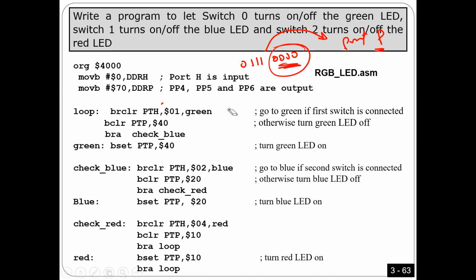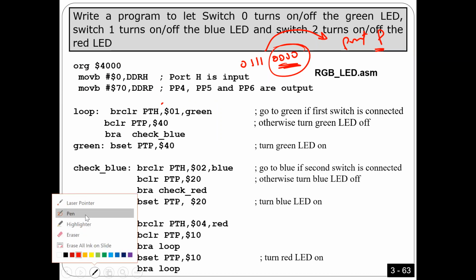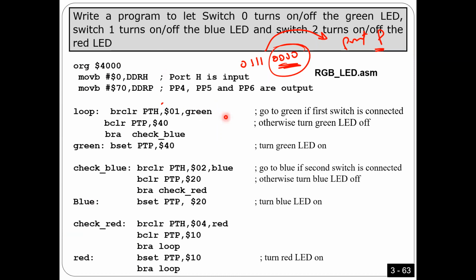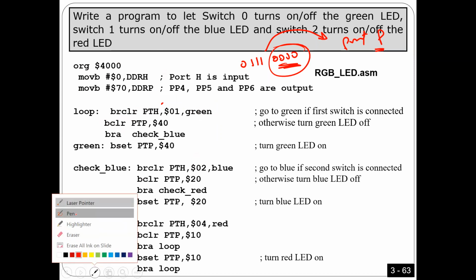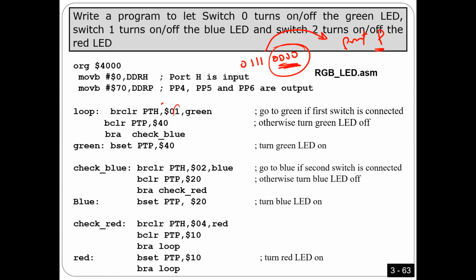Now let's see how I made this program. Look at the logic here, guys. I'm going to check the first bit. If the first bit is clear, is 0, that means go to green. This is for port H, and I'm going to use three switches. The first switch should be for green, to turn the green on or off.